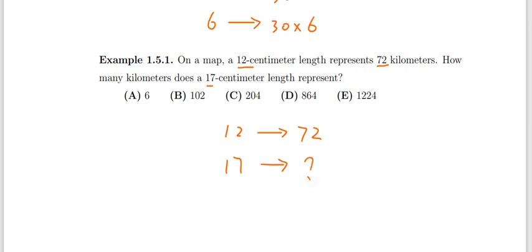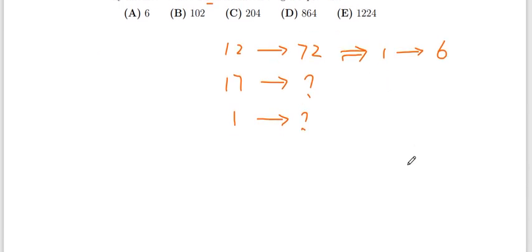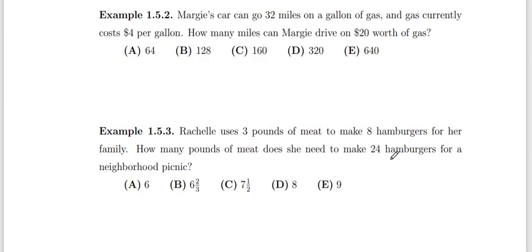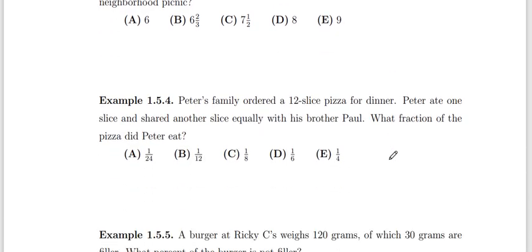So we can also continue like this: 12 is related to 72, so 1 is related to how many? So we can find 1 from here. We can say 1 is just 6, right? So 17 equals how many? Just multiply by 6. So those kinds of problems are easy. Okay, so we skip those problems. Those are quite the same.